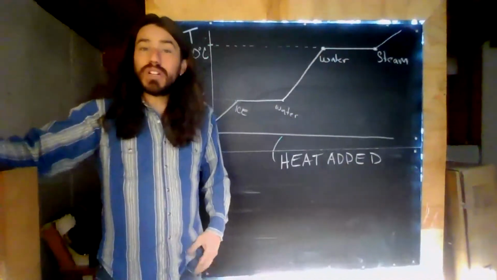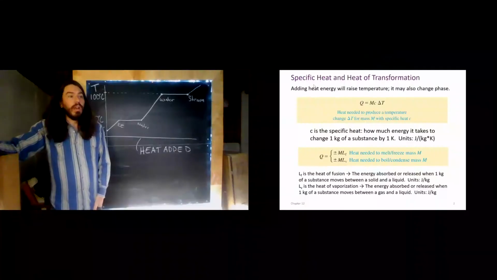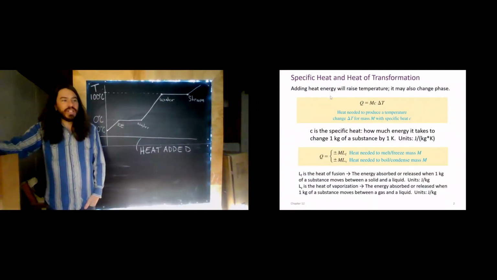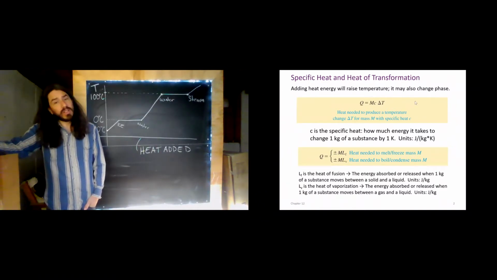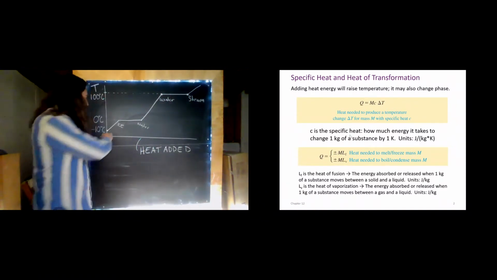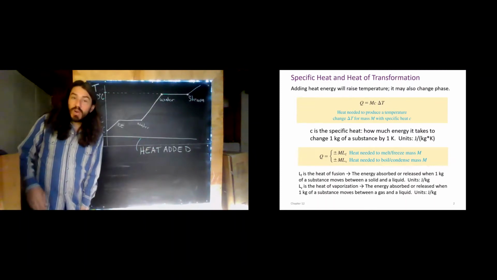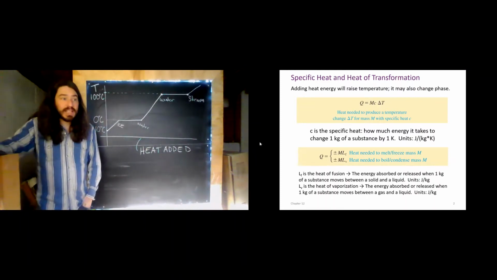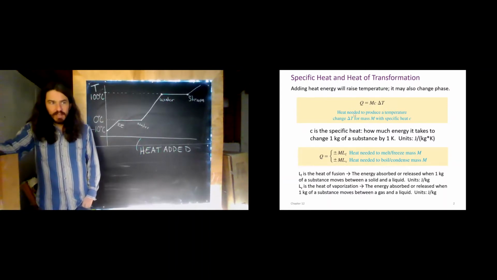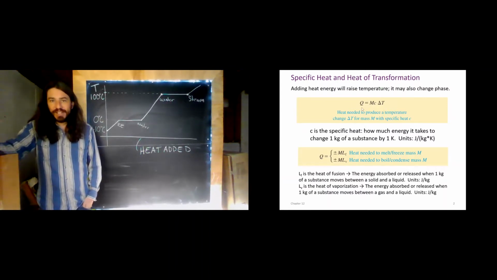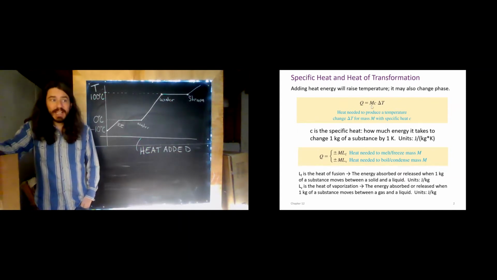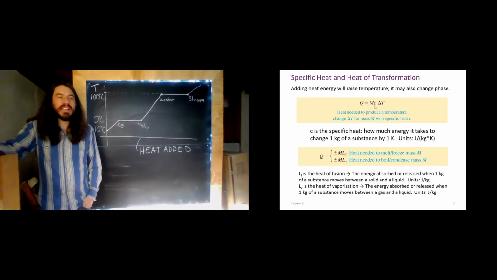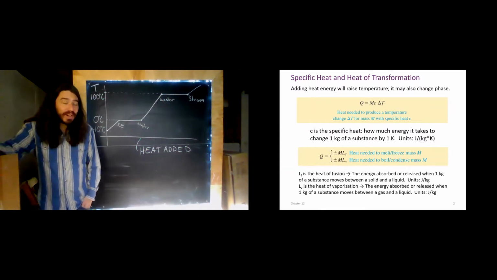Okay, so we have equations for these two different situations. Let's look at the PowerPoint. Adding energy, heat energy, will raise temperature, but it could also change the phase. So if I'm in one of these sloped regions, then the equation that governs that is Q equals mc delta T. What are each of these pieces? Well, Q is heat energy, m is mass, c is a constant. It's called the specific heat capacity. And what c tells you is how much energy does it take to change the temperature of a substance by 1 degree? Because it's not the same for every substance.